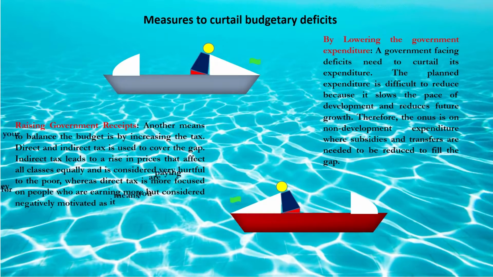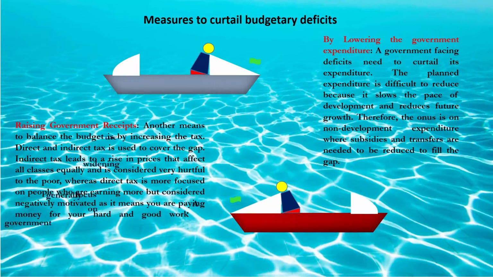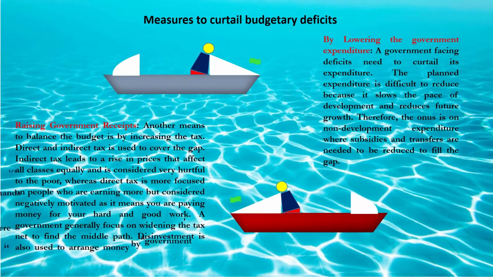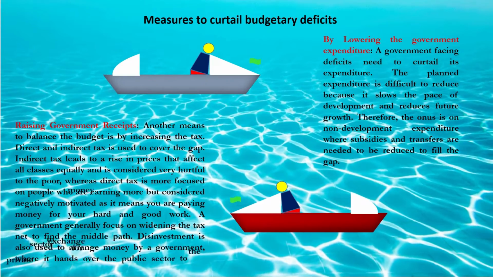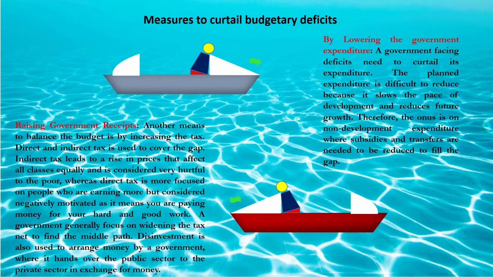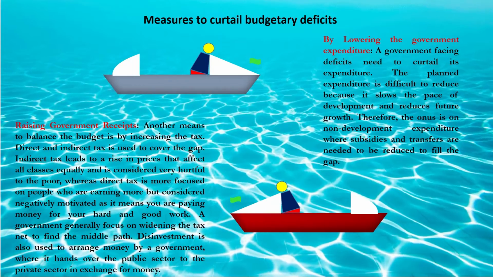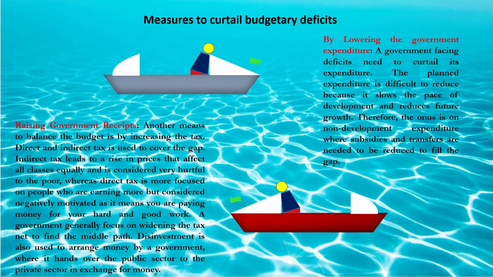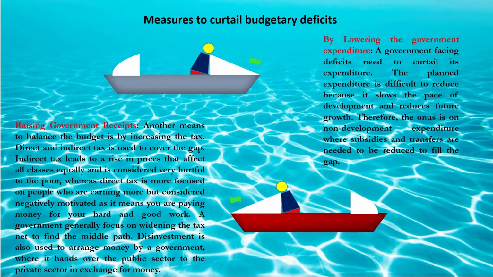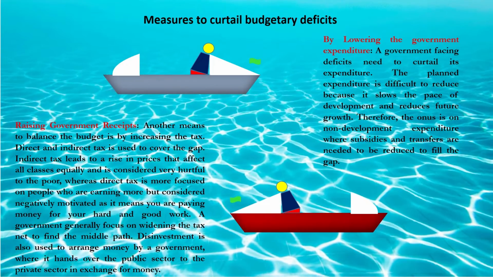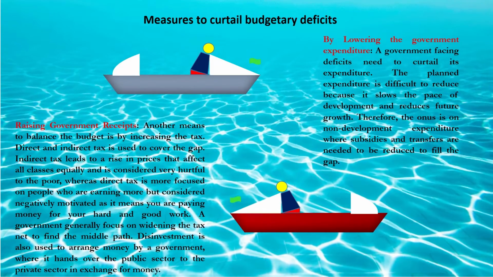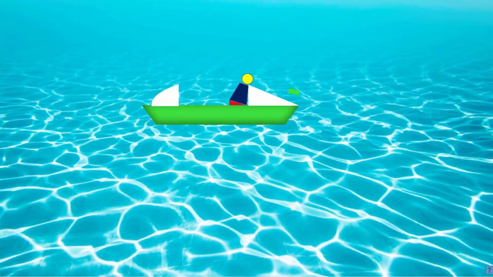2. Raising government receipts. Another means to balance the budget is by increasing the tax. Direct and indirect tax is used to cover the gap. Indirect tax leads to a rise in prices that affect all classes equally and is considered very hurtful to the poor, whereas direct tax is more focused on people who are earning more but are considered negatively motivated as it means you are paying money for your hard and good work. A government generally focuses on widening the tax net to find the middle path.